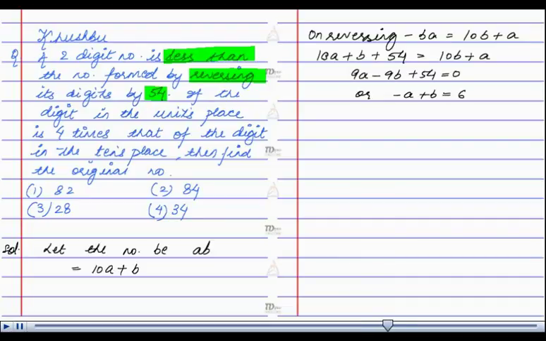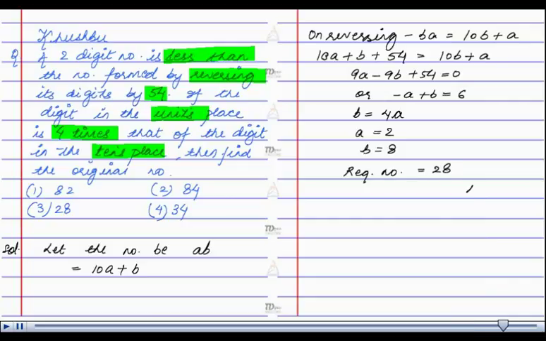The second condition that has been given is that the digit in the units place is 4 times that of the digit in the tens place, which implies that B is equal to 4A. Substituting the values, we get A as 2 and B as 8. So the required number is 28, and hence the correct answer is option number 3.